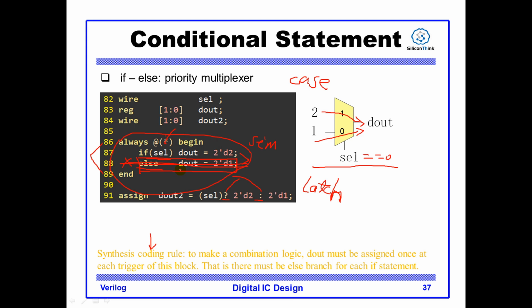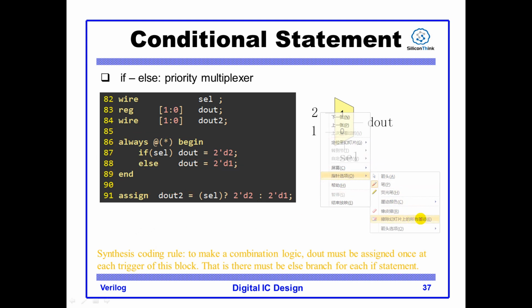So combinational logic doesn't have the function of keeping the last value. It must use some cells that can store data. So a latch will be used here. That's why you must have an else branch for each if statement, or there will be a synthesis problem.